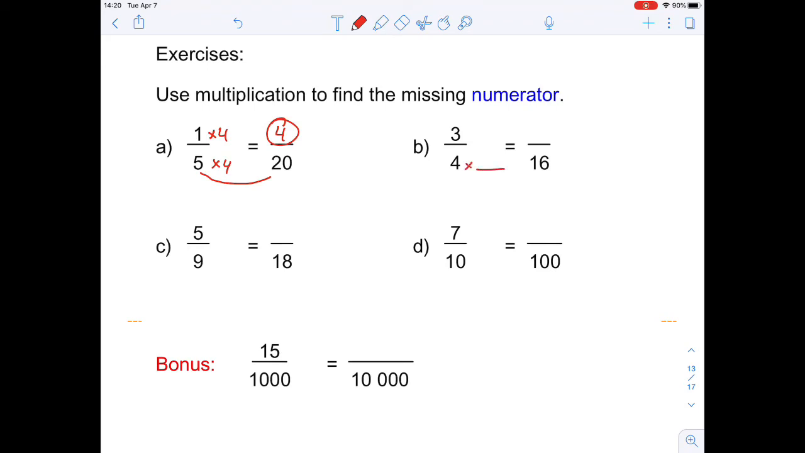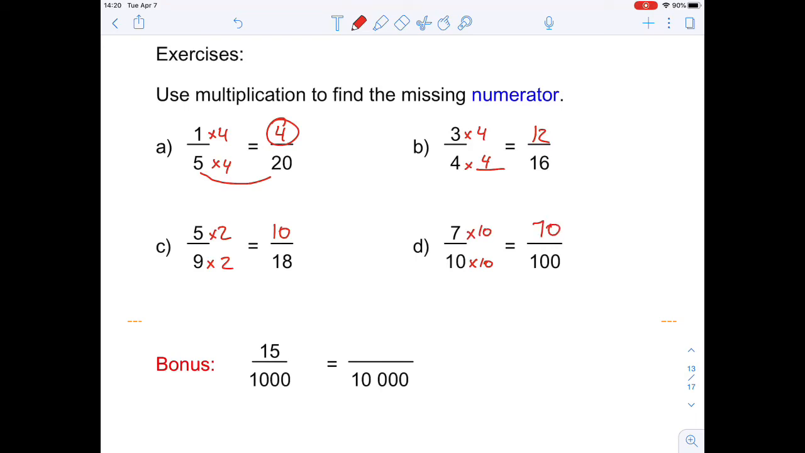To make 16, I have to multiply 4 by 4. So then I multiply the top by 4 as well, and I get 12. To make 18, I have to multiply 9 by 2, so I multiply by 2 up here, and I get 10. To make 100, I multiply 10 by 10, so I have to multiply by 10 there, and I get 70.